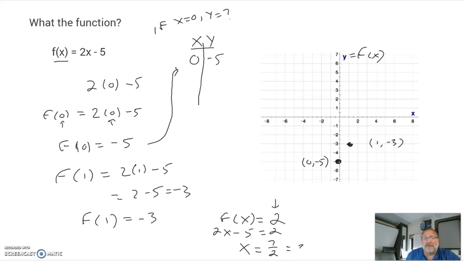That is 3.5. So there's a coordinate on here that's at 3.5, 2. So let me see if I can find it. 3.5, 2, right about here. Cool. 3.5, 2. And that's the idea of how we can use functions and work with functions.